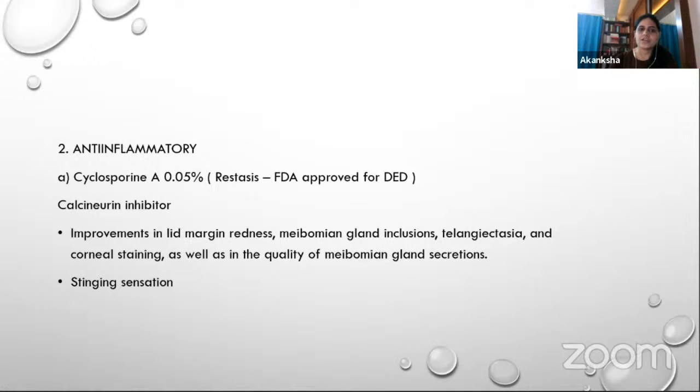It has been seen that use of cyclosporin improves the patient's redness, improves all the signs that were seen, as well as the quality of the meibomian gland secretions. The only disadvantage being, most of the patients say that there is some stinging, and some patients may not tolerate this at all.